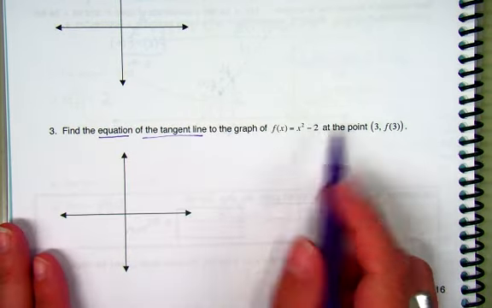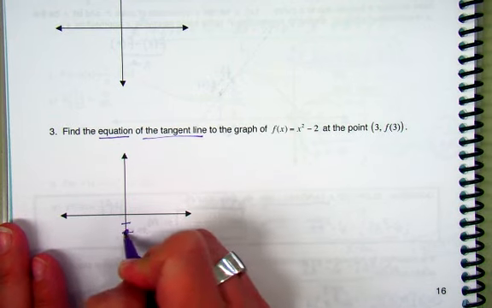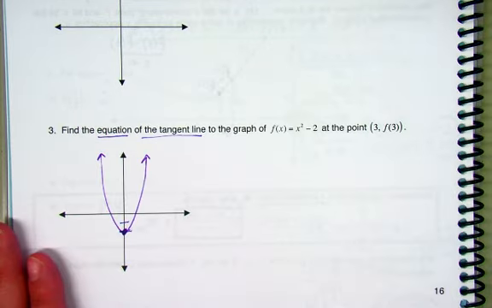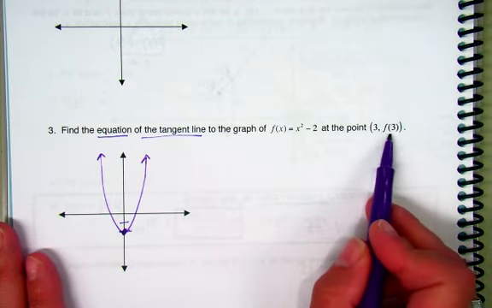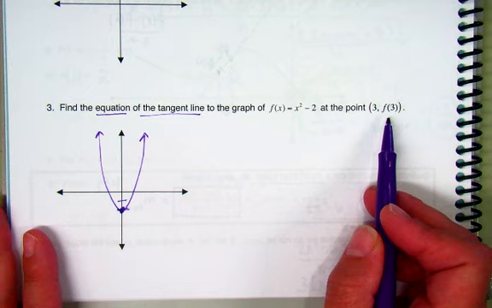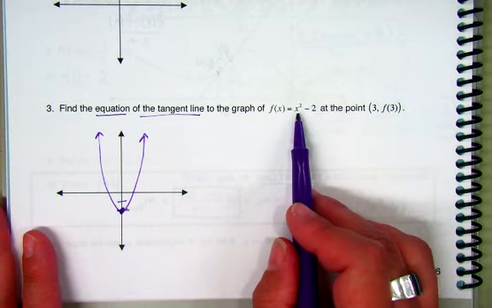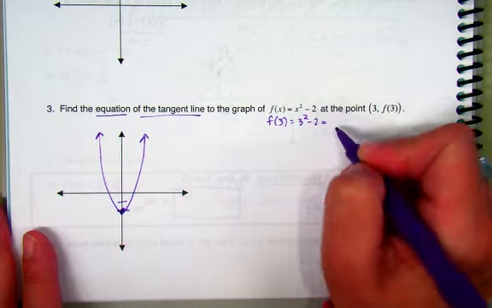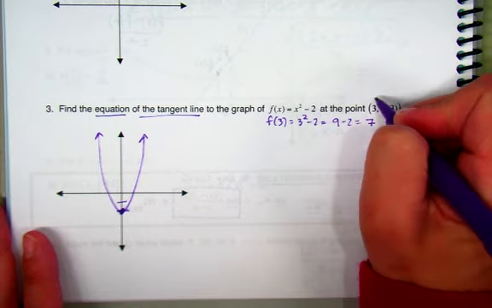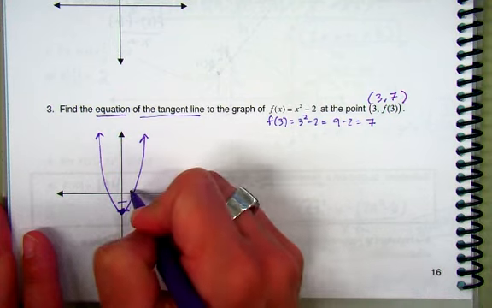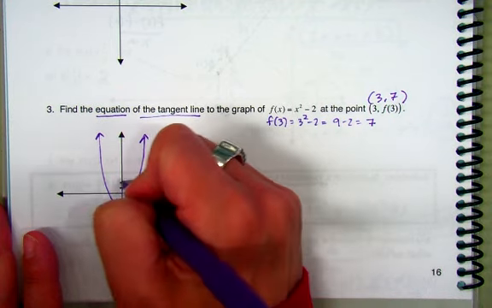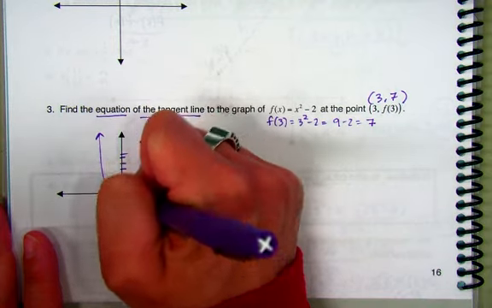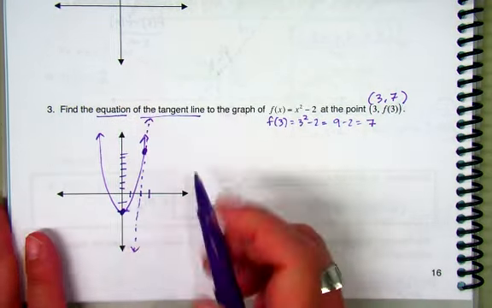All right, so f of x equals x squared minus 2. That's just a parabola that's been shifted down 2. And they want it at the point 3, comma f of 3. Well, what is f of 3? Plug in a 3 here. They just didn't tell you the y value. Good. So it's just 7. So they want it at 3, comma 7. All right, so this is what they're looking for, the whole equation of that line.